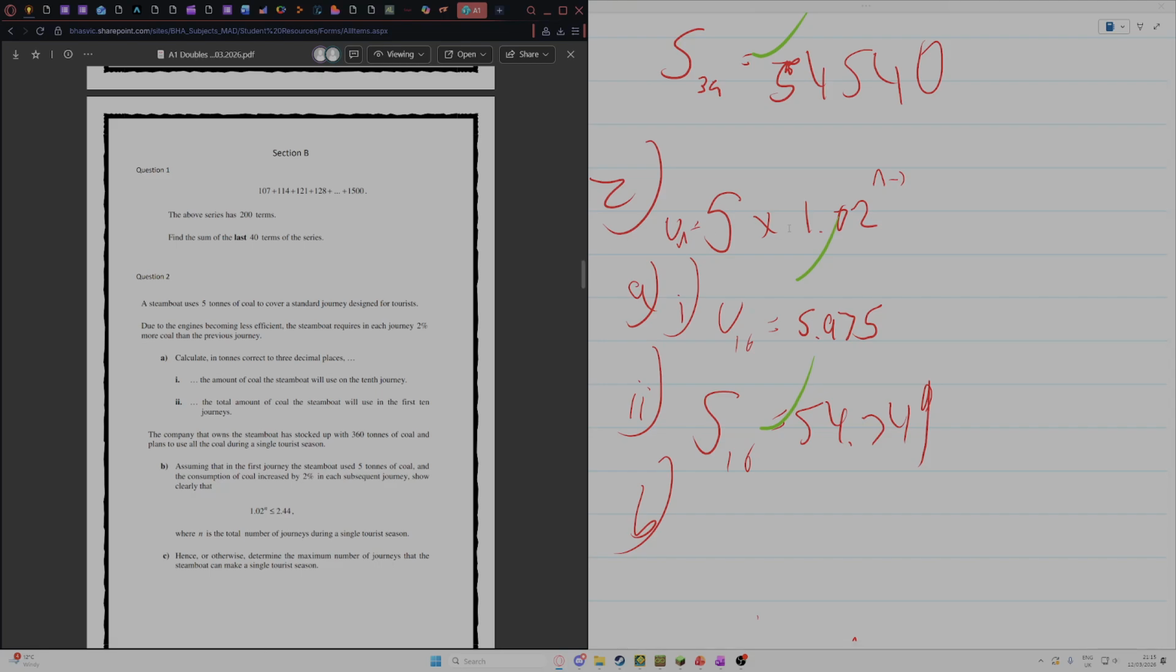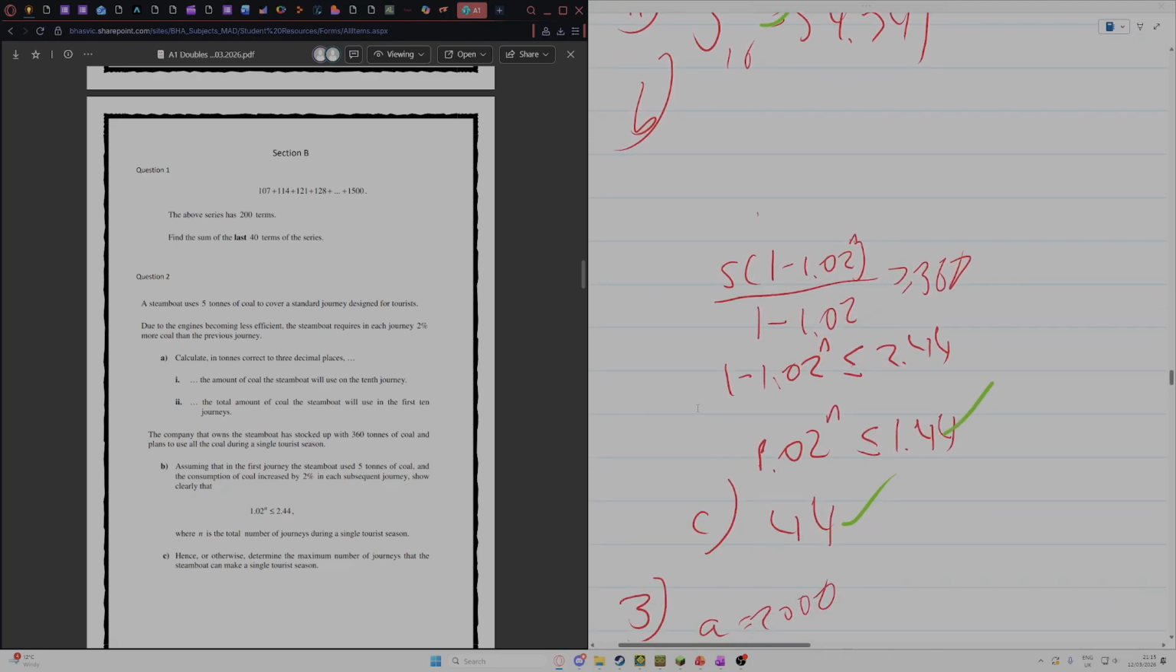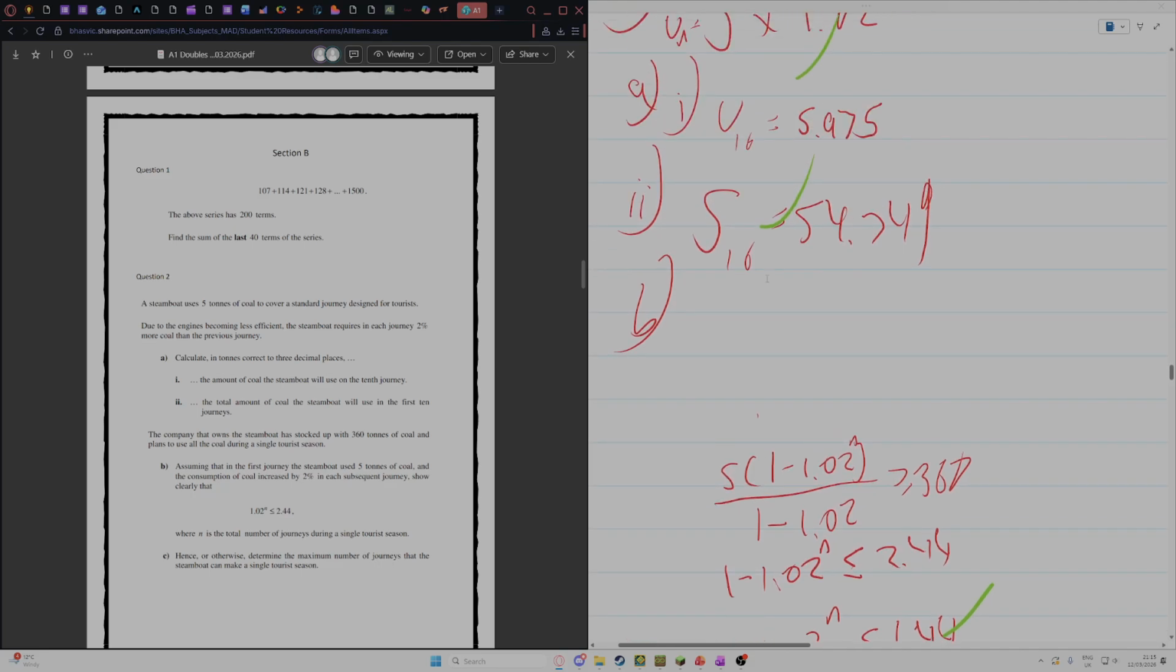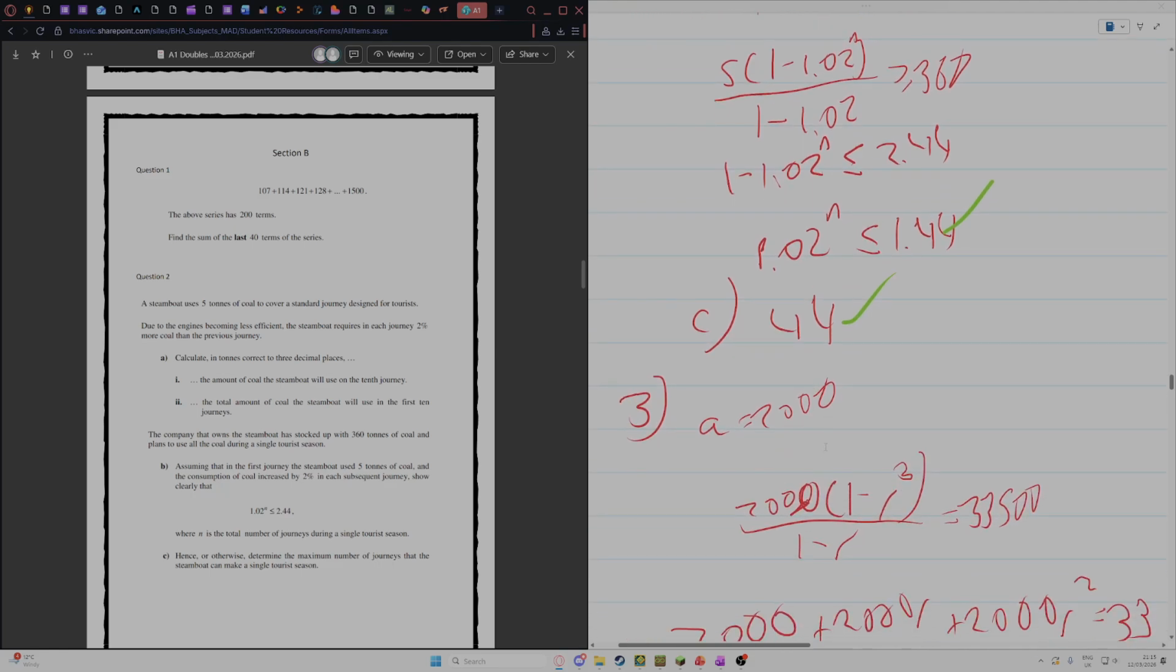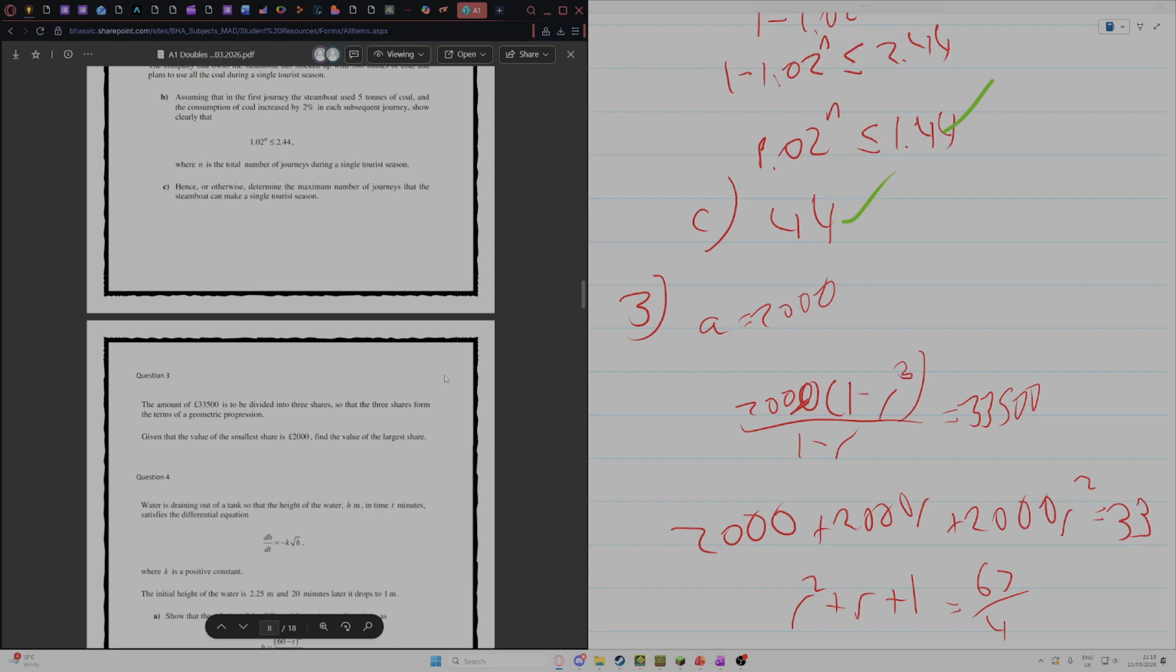Yeah, so you find Un, find U10, then use S10, and then part B, sum to how many terms? Sum to n terms, and then solve for n. Nice. Question 3.